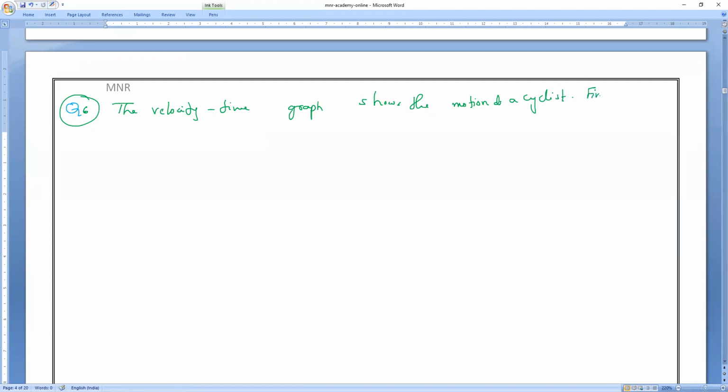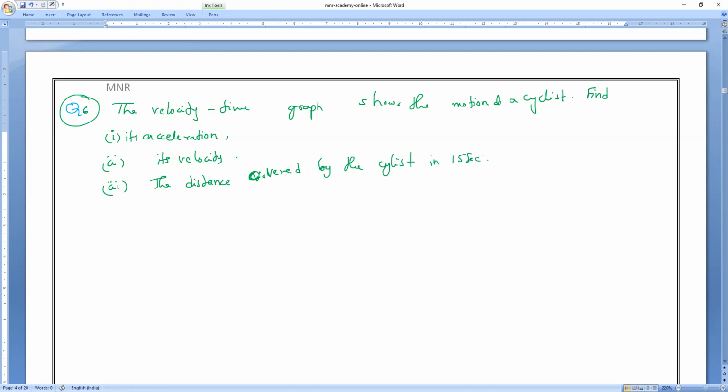Find, Roman number 1, its acceleration. Next, its velocity. And 3, the distance covered by the cyclist. The distance covered by the cyclist in 15 seconds.